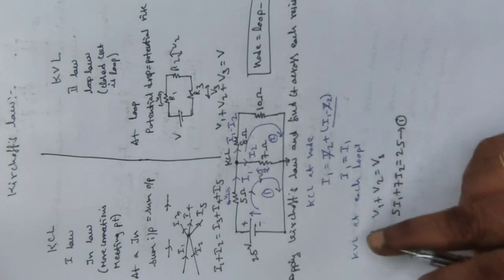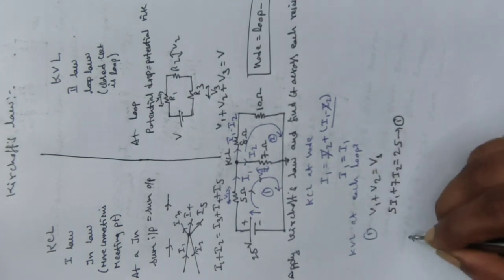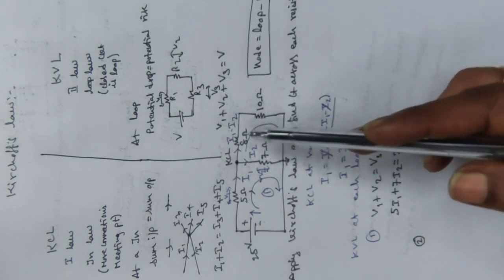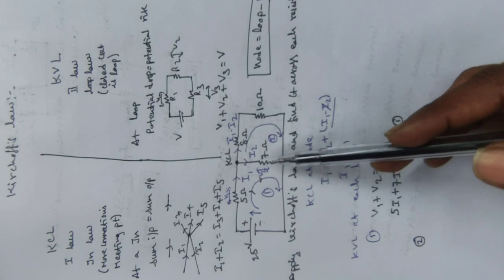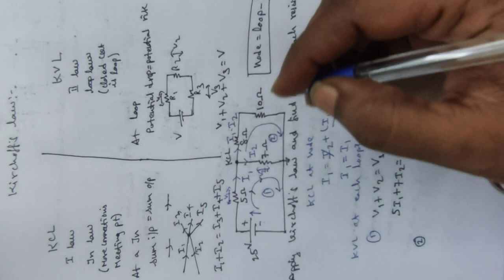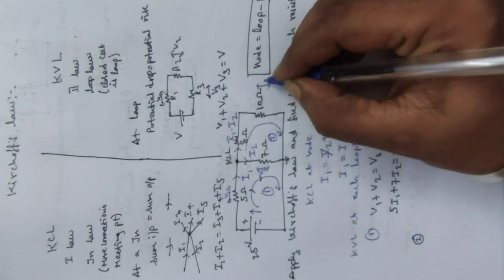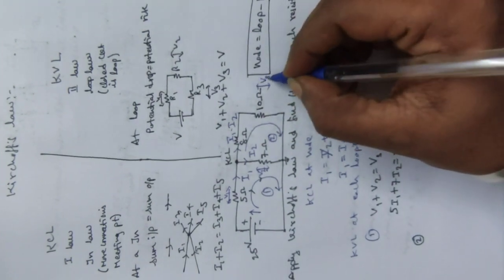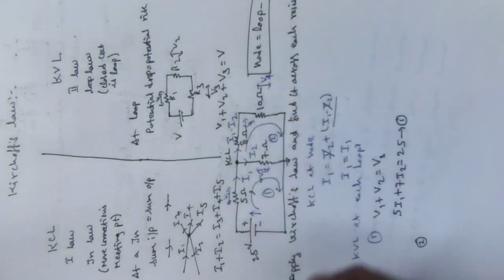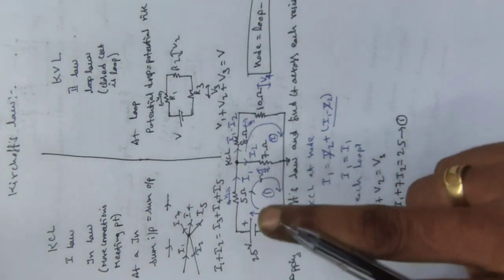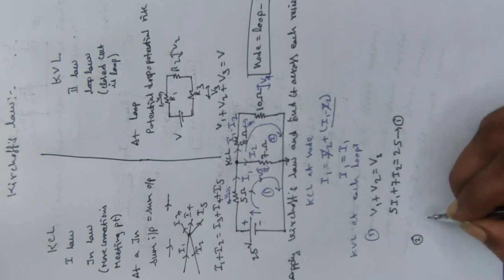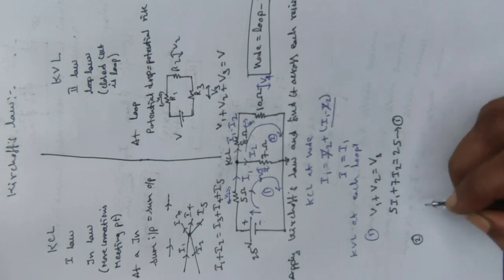Now I am going to apply KVL at loop number 2. Here I need to check how many resistances I have. Here I have 1, 2, 3 resistances. In those 3 resistances I need to take down the voltage values. So I am naming this voltage drop as V3, this as V4, and this V2 we have already assigned. So here, according to that statement, the voltage drop across individual resistances is equal to the source voltage.